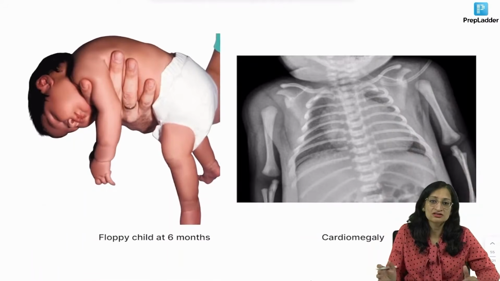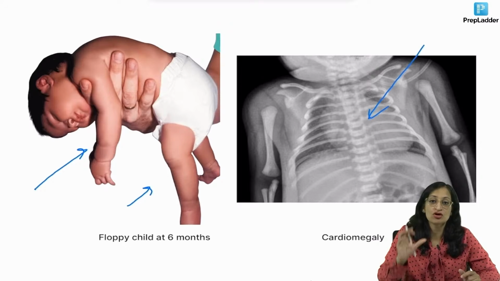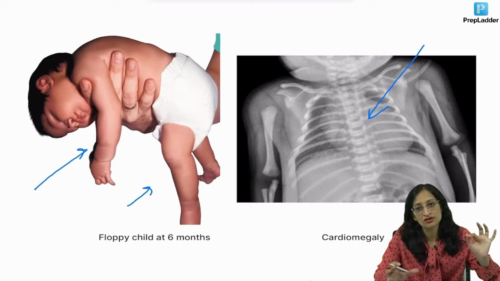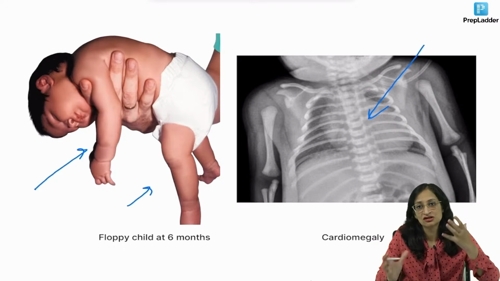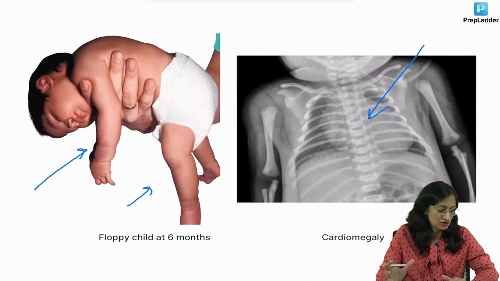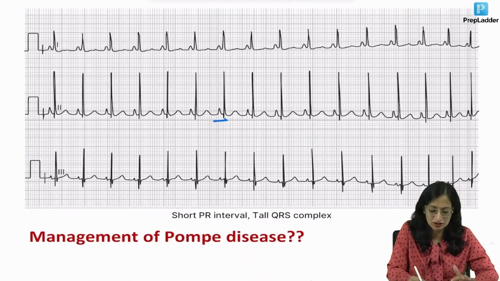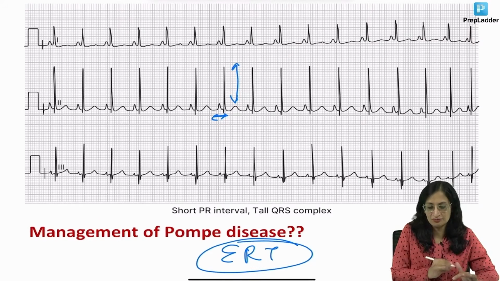Now in Pompe disease, you will get hypotonia or a floppy child. No neck control even at 6 months. You can get cardiomegaly because in Pompe disease what happens? It is a lysosomal storage disorder. Abnormal substance accumulates in the lysosome of various organs, especially heart and skeletal muscles. So there is hypertrophic cardiomyopathy, there is cardiomegaly, floppy baby, you can see ECG changes like short PR interval and tall QRS complexes. And the management of Pompe disease, you have enzyme replacement therapy available.